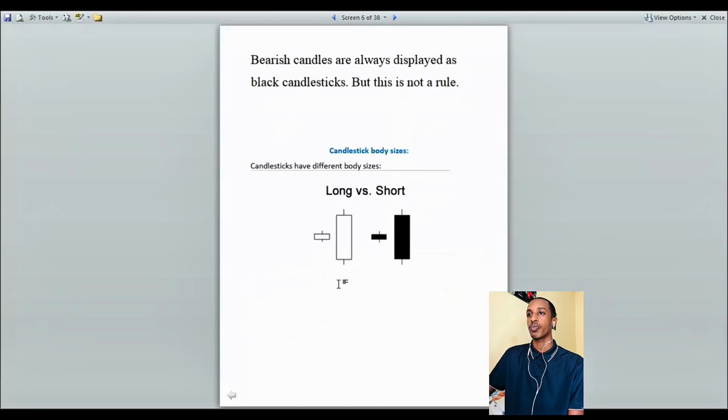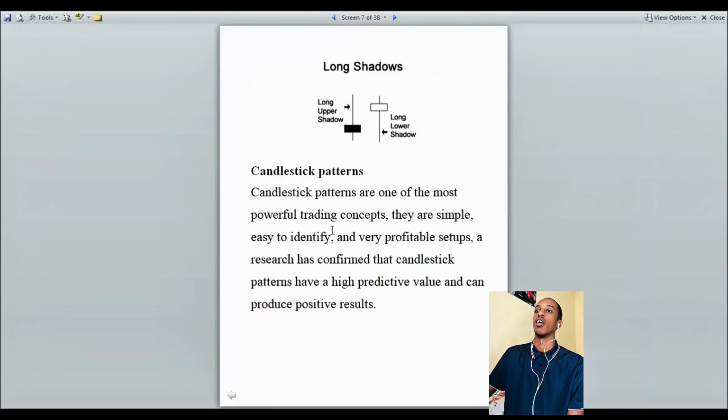So the candlesticks have different body sizes. They are long bodies and short bodies. As you can see, there are short bodies here and these big giant bodies. We will go through this and explain more about the candlestick body sizes. As you can see here, this is bullish big and small, and there is this bearish small and big. Candlestick body sizes.